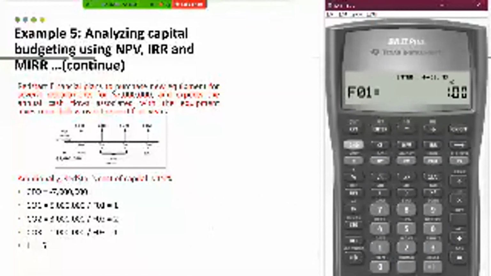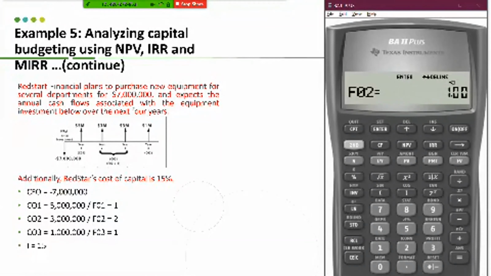Okay, and then press arrow down. C02, the second year of investment, is 3 million. So you press 3 million and then you press enter. Okay. So for F02, because the value of year 2 and year 3 is the same, we don't need to repeat the step.